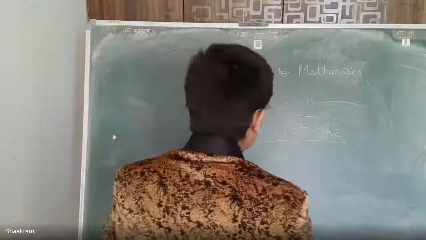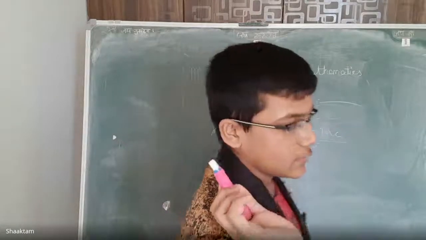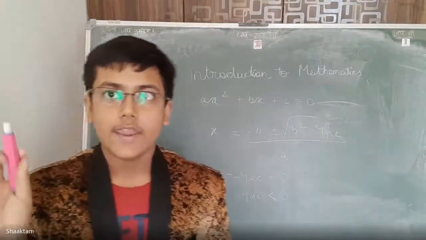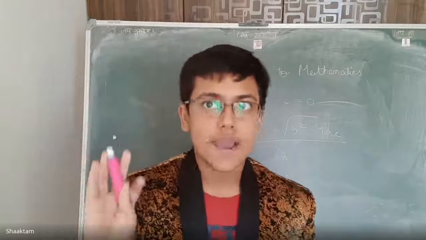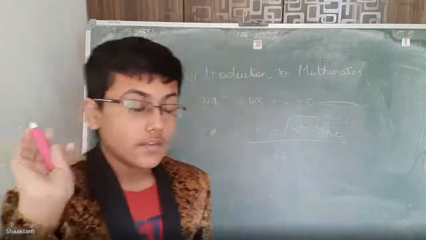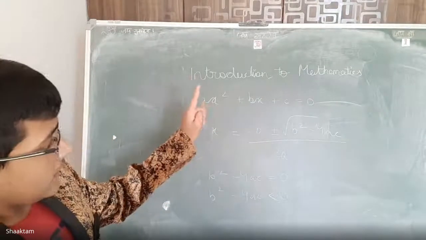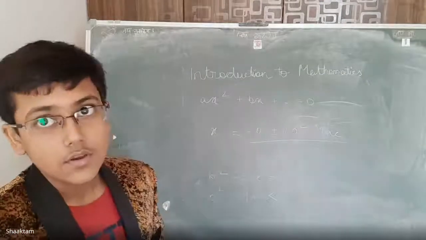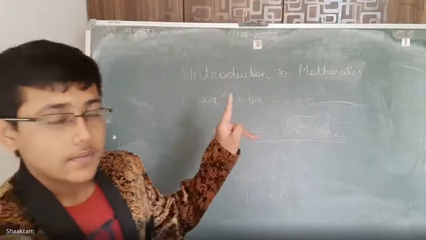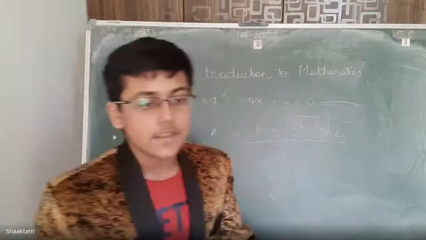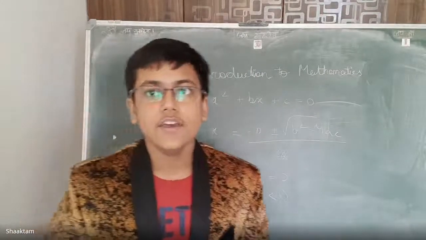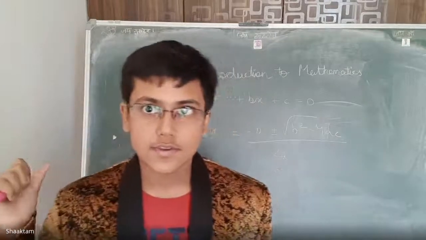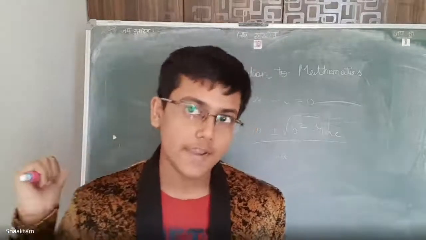But if b square minus 4ac is lesser than 0, you can't find the root of a negative number. The root of a negative number is a complex imaginary number, so the polynomial will have imaginary roots. It doesn't have real numbers which can satisfy the quadratic equation ax square plus bx plus c is equal to 0. Fine?